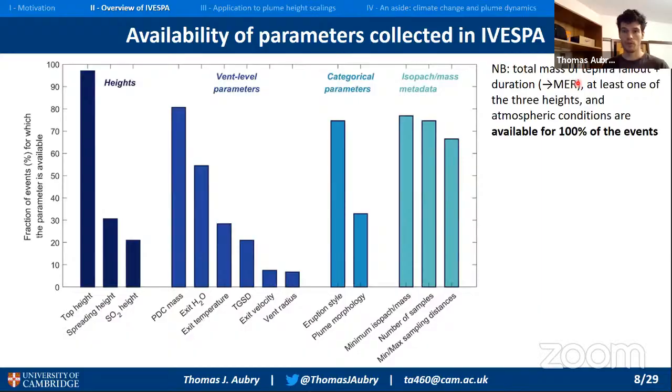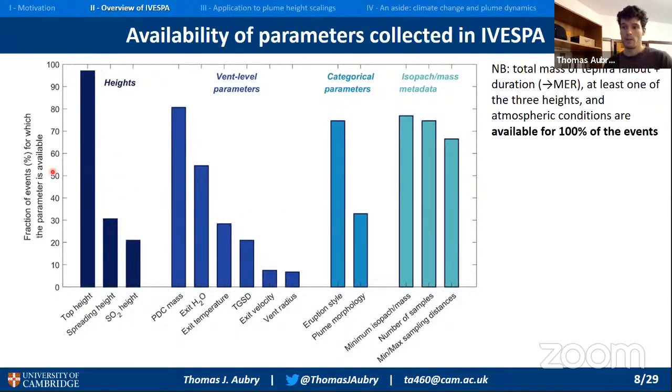I just want to stress again that all the events in IVESPA have an independent estimate of the total mass of tephra fallout and the duration, which gives the mass eruption rate, and then at least 1 plume height and also atmospheric conditions. So all of these parameters are systematically included. But then we also include a range of other parameters that could be useful for volcanic plume modelers. And this figure here summarizes their availability.